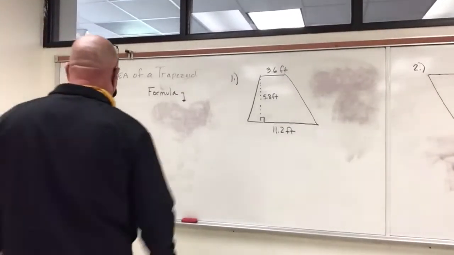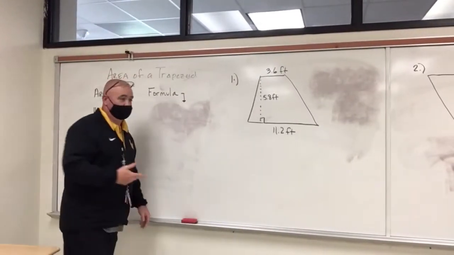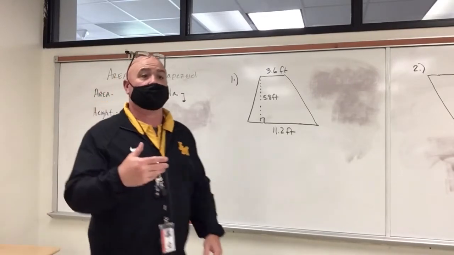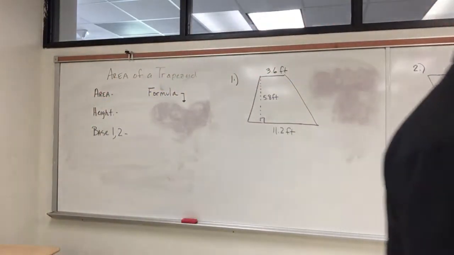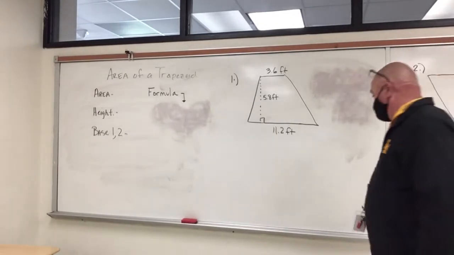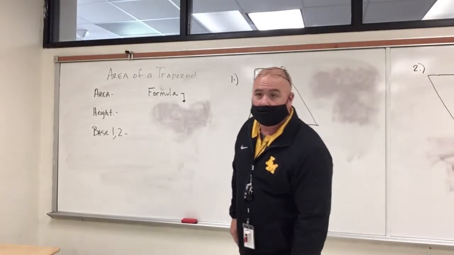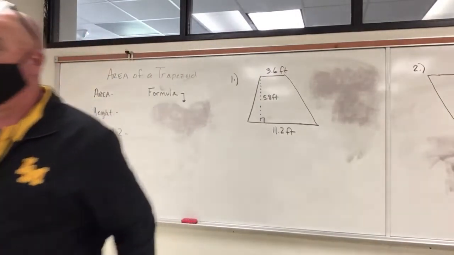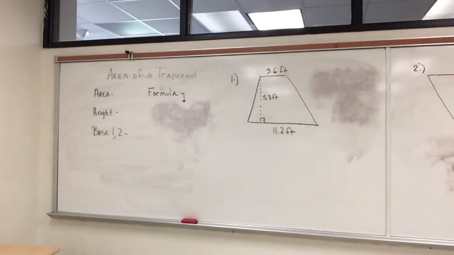Okay, we're gonna talk about area of trapezoids today, but we need to understand what a trapezoid is first. Number one, it's got four sides, it's a four-sided figure, but it is not a parallelogram. What I mean by parallelogram is that not all four sides are parallel to each other.